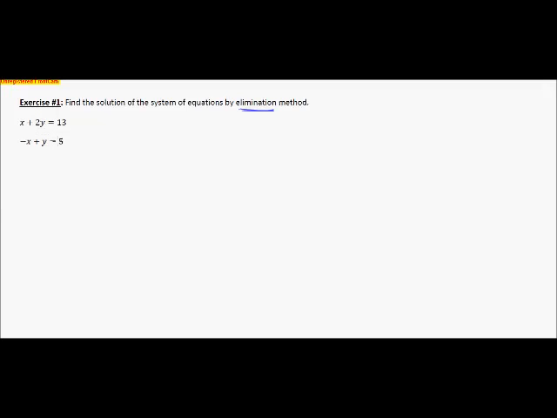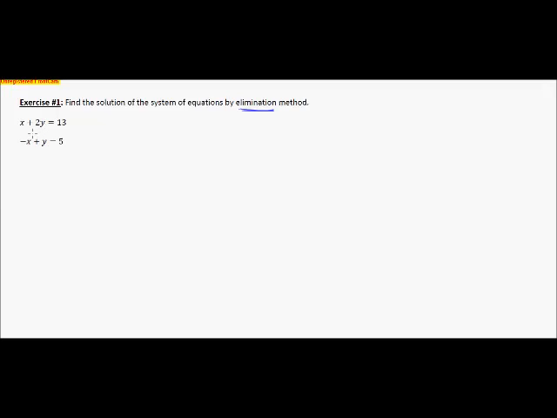Alright? So notice these, if you put one on top of the other like I have it here, the x's line up vertically, and the y's line up vertically, and the equal signs line up vertically, and then you have a number over here that lines up vertically, and that's what you want. Before you do anything, you want that to happen. So what we're going to do is try to eliminate one of these variables.